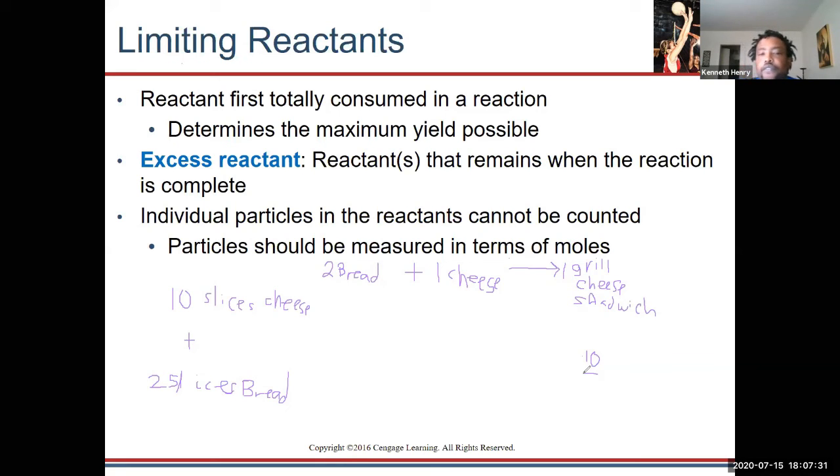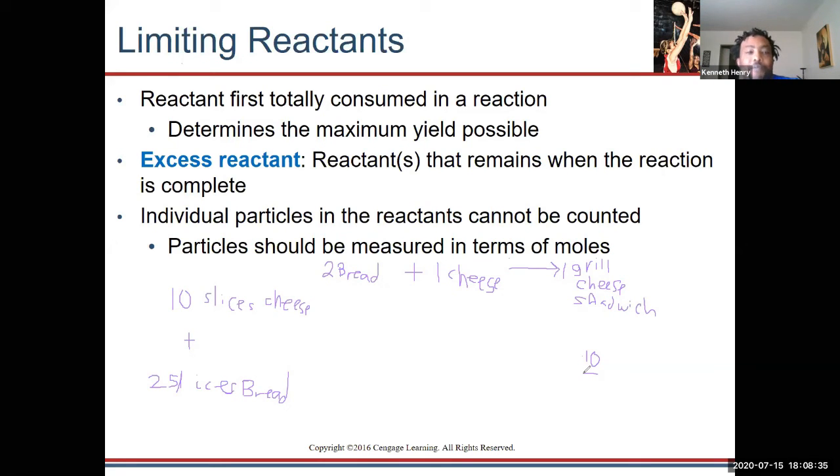Okay. So this is an example of limiting. Which is the one that we're going to run out of first? The cheese, right? So we can only make 10 sandwiches. We can't make 12, even though we have enough bread for 12, because we only have enough cheese to make 10. So this is an example of limiting reactants or limiting reagents. You'll see both terminologies. So who's in excess? The bread. That's right. And who's limiting? The cheese. So you can only use as much cheese as you have. Simple, right? See, this is all it is.